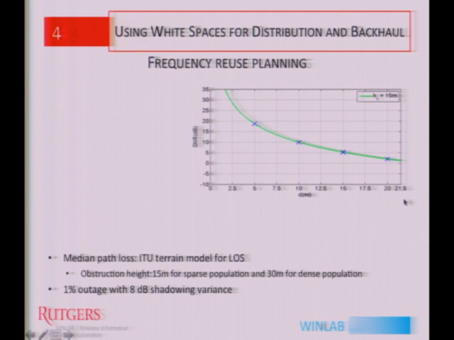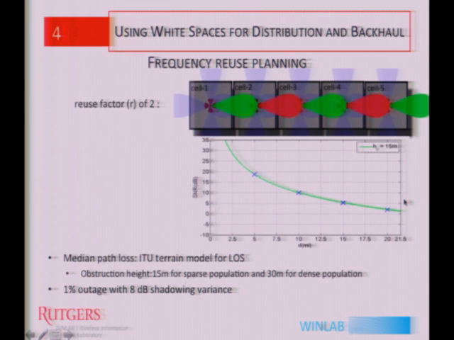To mitigate that, we use frequency reuse plans. This is an illustration of how the path loss would look in our system. We use the ITU model, with obstruction heights along the path, and we consider this as line-of-sight communication. We have two different obstruction heights: a 15-meter obstruction for densely populated areas and a 30-meter obstruction for sparsely populated, lower population areas. In addition, we have a 1% outage with an 8 dB shadowing variance along that path loss. This is how it looks in the figure.